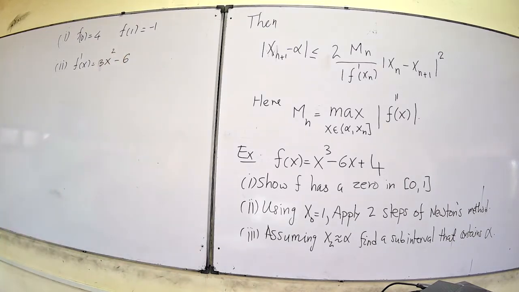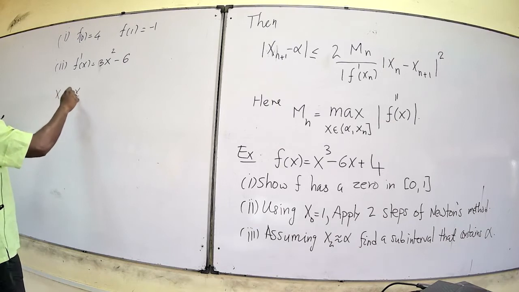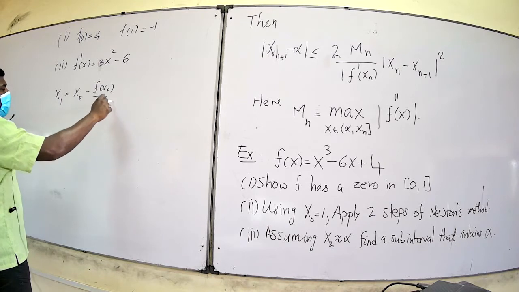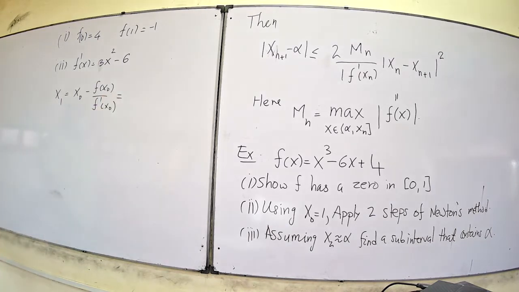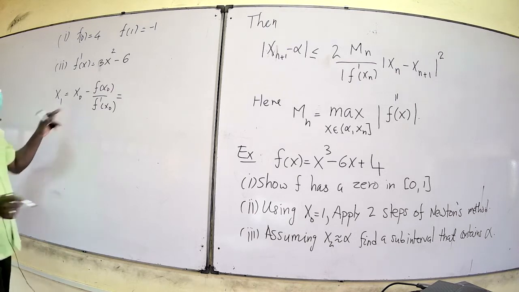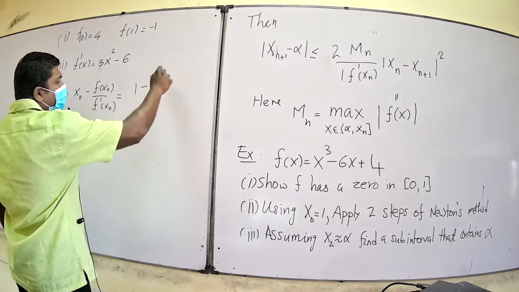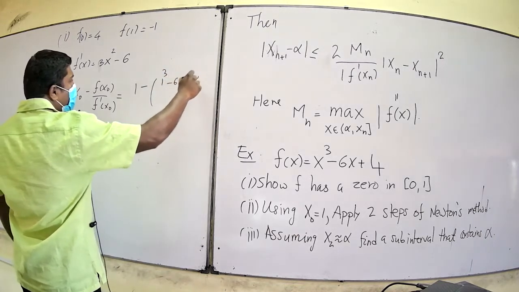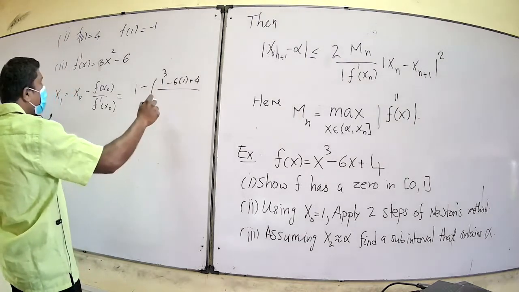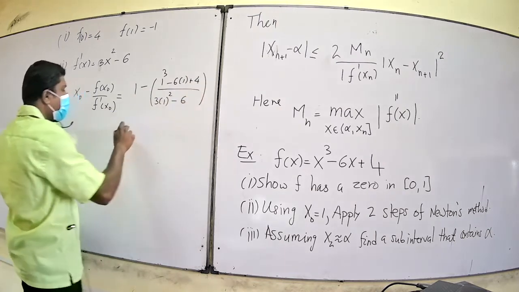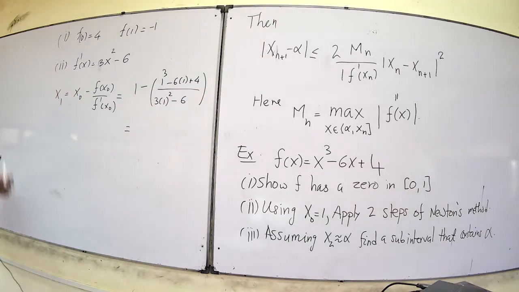So f prime is 3x squared minus 6. Right? So x1 is equal to x naught minus f of x naught over f prime at x naught. Right? So you can compute this. X naught is 1, so f of this is 1 cubed minus 6 times 1 plus 4, over f prime, which is 3 times 1 squared minus 6. Right? So you can calculate this value.